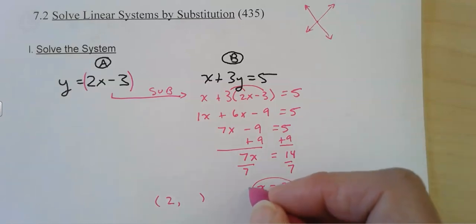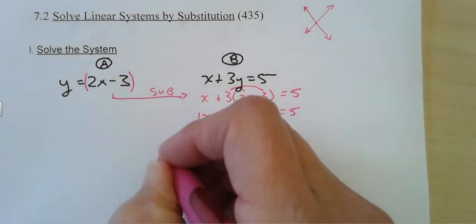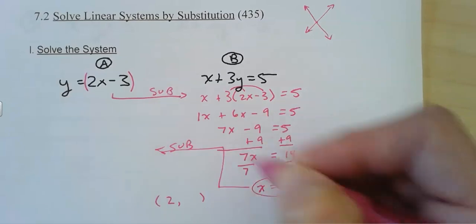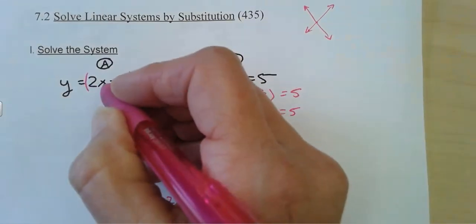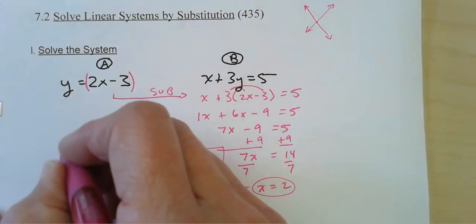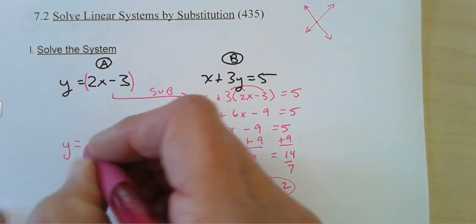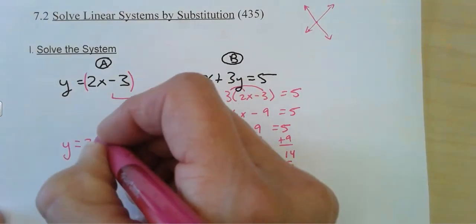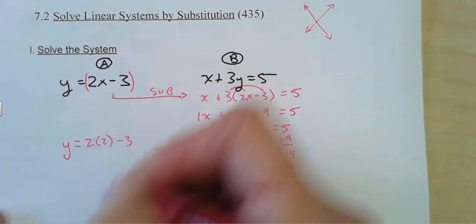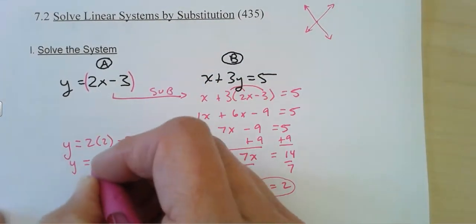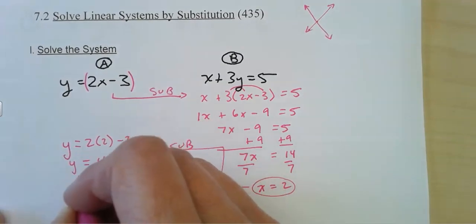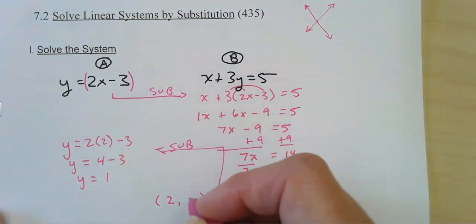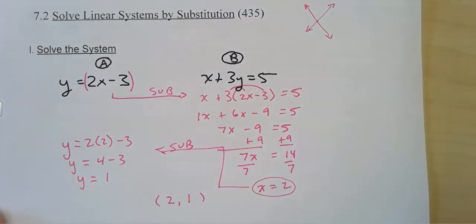So one way to do that is to sub what we just found, 2, in for x, back into the first equation. And notice the first equation has y isolated. We've already got that solved for us. So we're going to plug 2 in for x, and we end up with 4 minus 3, so y will equal 1. So we now have both coordinates for the point.